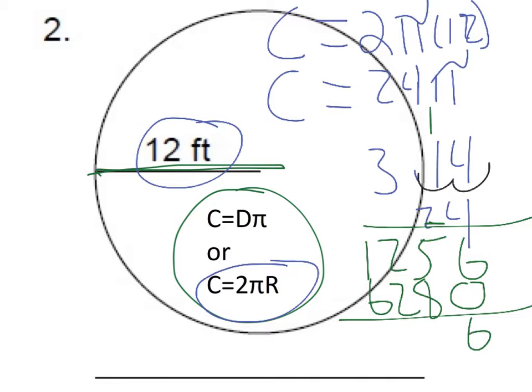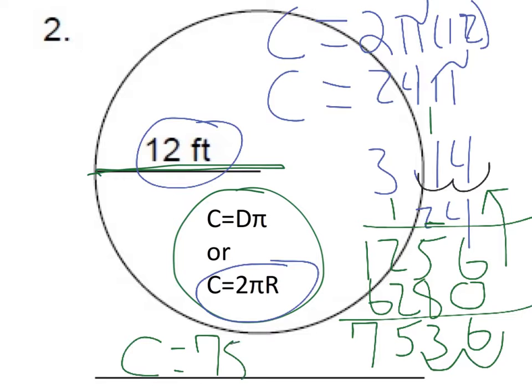0 and 6 is 6. 8 plus 5 is 13. Carry the 1. 1 plus 2 is 3, plus 2 is 5, and then 6 plus 1 is 7. Now we're going to come back up here, and we're like, okay, well, we moved the decimal twice to the right. You just move it twice back to the left. Circumference equals 75.36 feet. And we're done.